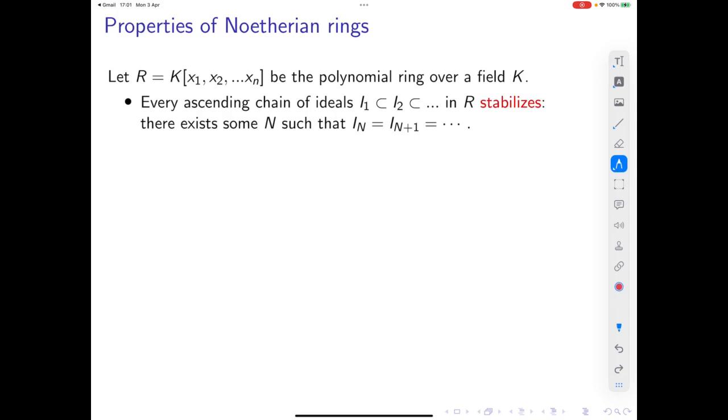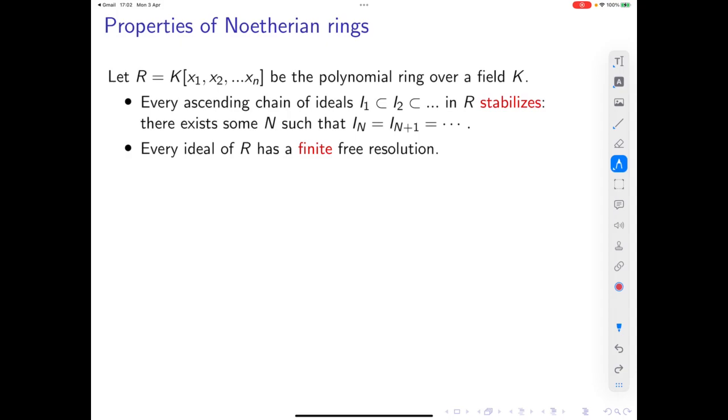Some properties of Noetherian rings. If we fix a ring R, the polynomial ring in n variables, then every ascending chain of ideals stabilizes. Meaning if we have a chain of ideals I1 contained in I2 contained in I3 and so on, this chain stabilizes: there exists some capital N such that In is the same as In plus 1.